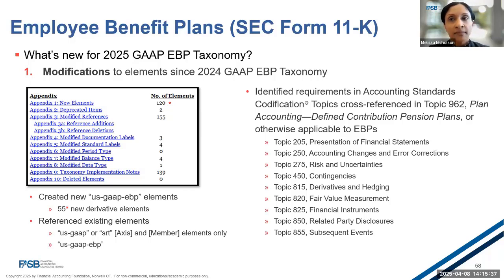is the codification topic for defined contribution plans, or they are otherwise applicable to employee benefit plans, such as, they still have to disclose information about risk and uncertainties and contingencies or subsequent events. And these requirements are requirements that you may find, for example, in a GAAP EBP disclosure checklist.